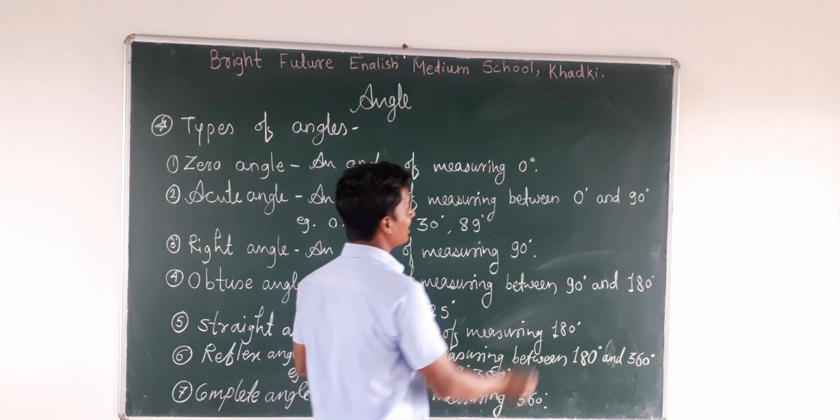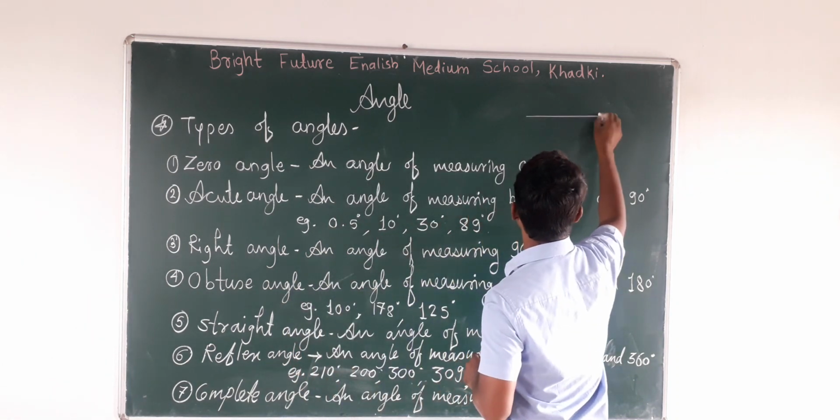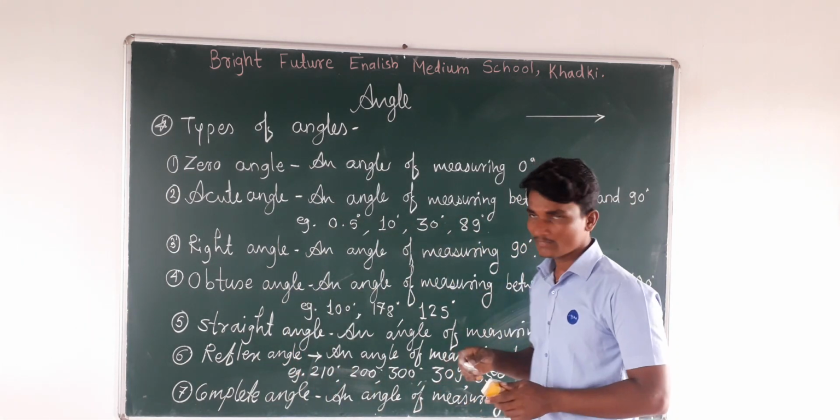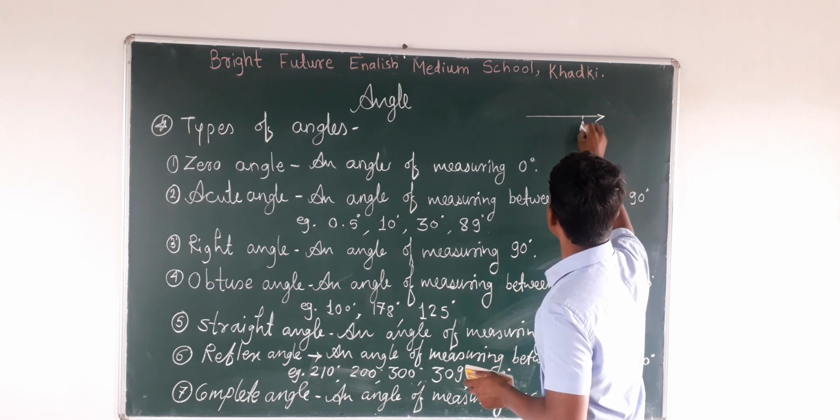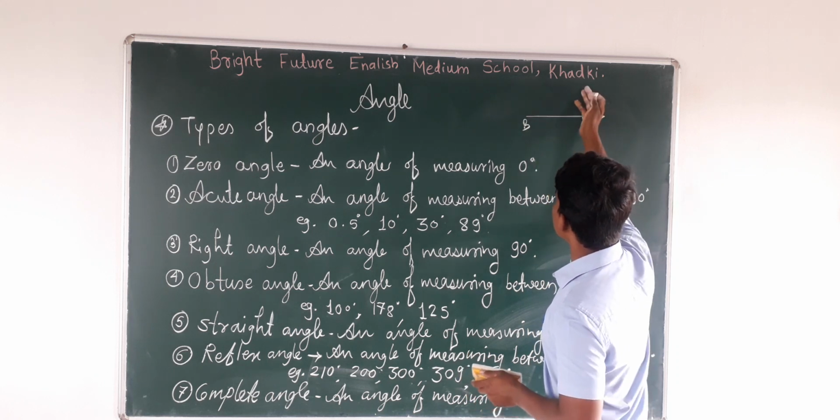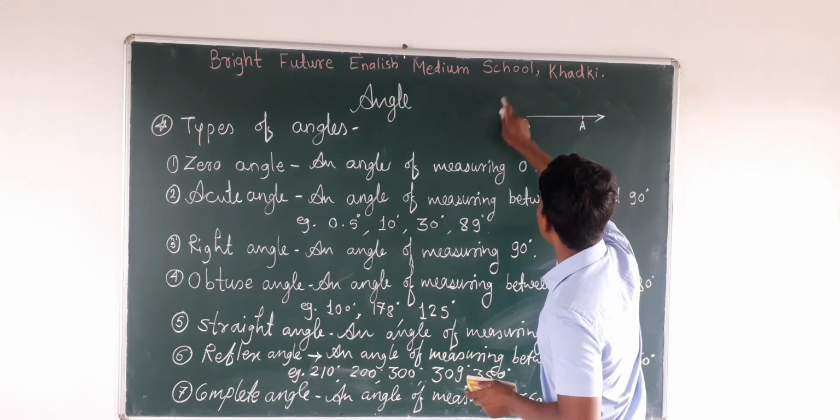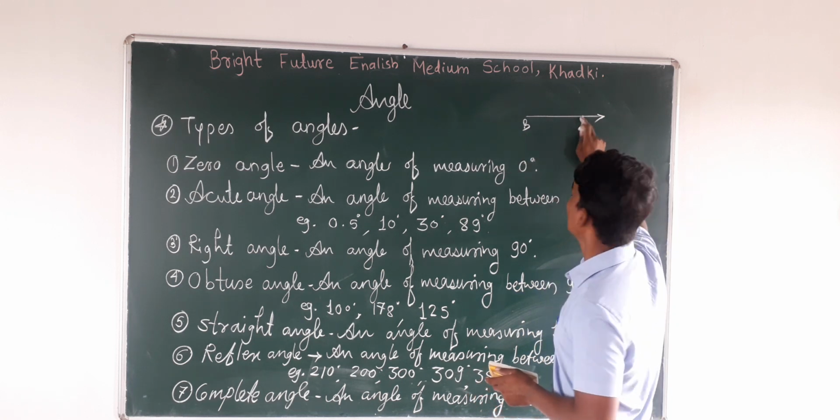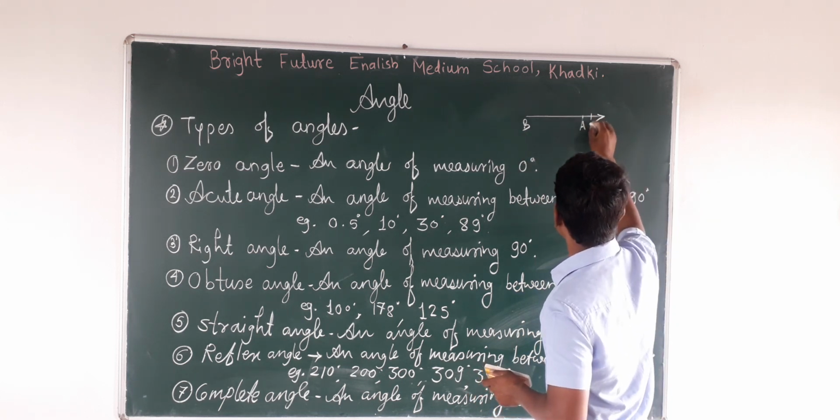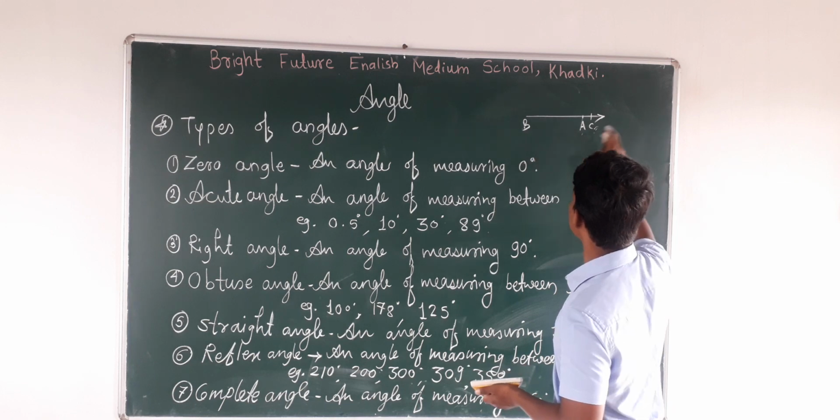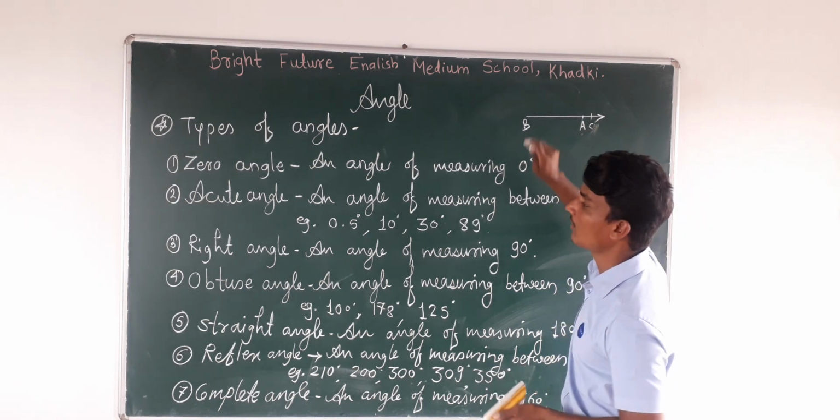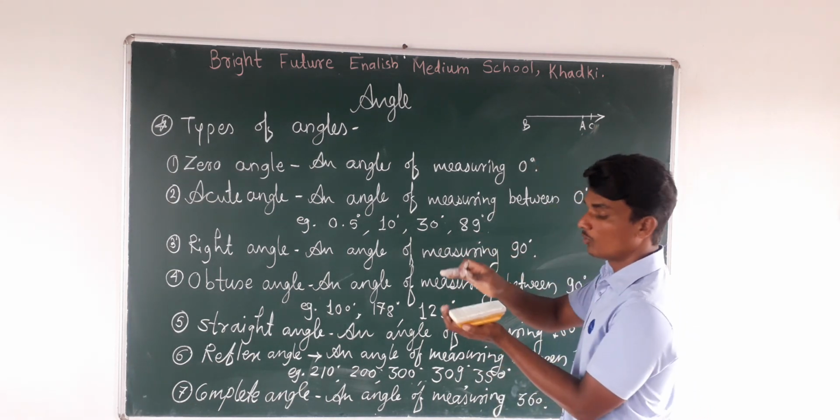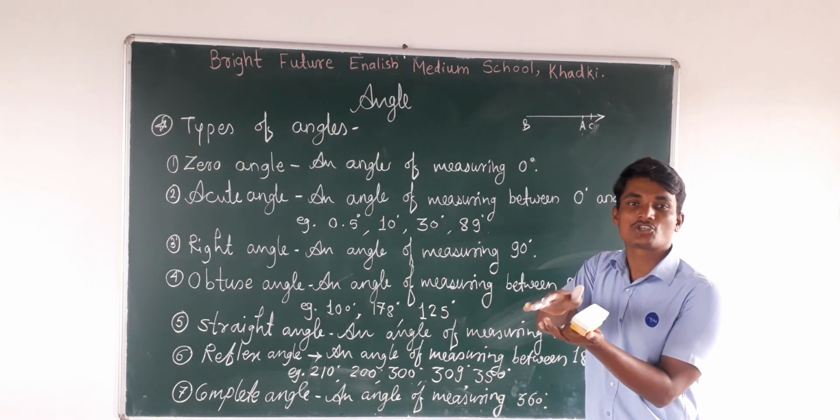So how does this angle look? This angle looks like this. This is an angle. Suppose this is a ray AB. And this ray, suppose we rotate it from here and bring it around here, then its point C, angle ABC, both the rays are lying on each other.